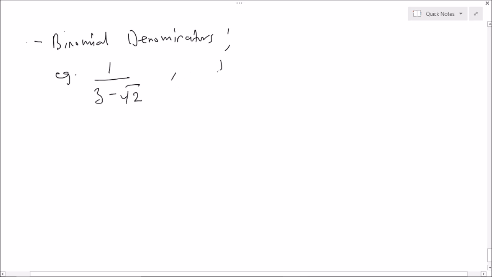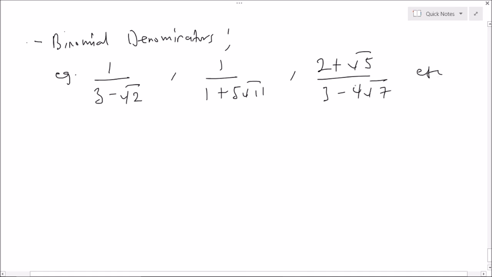Now we look at how to rationalize surds with binomial denominators. Examples of surds with binomial denominators are 1 over 3 minus root of 2, 1 over 1 plus 5 root 11, 2 plus root of 5 over 3 minus 4 root 7, etc. You can see that for each of these examples, the denominator has a surd in it and has 2 terms. The denominator contains 2 terms.